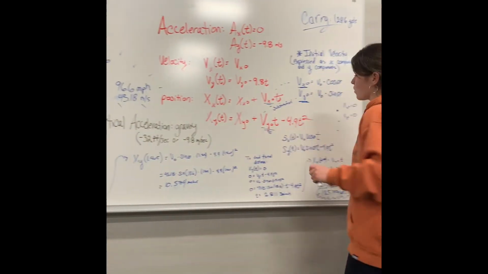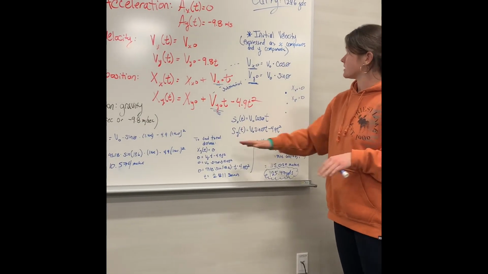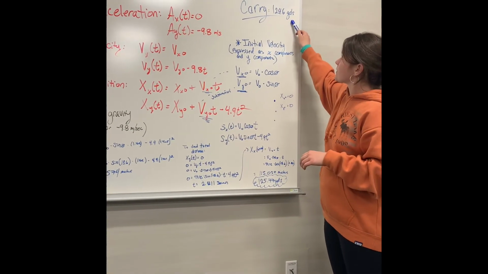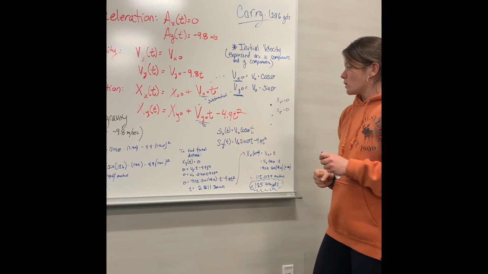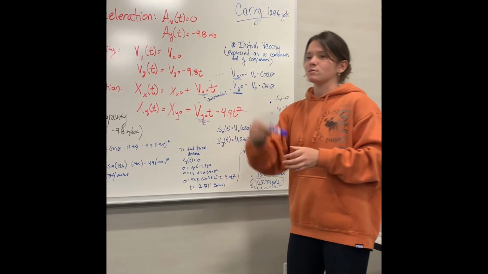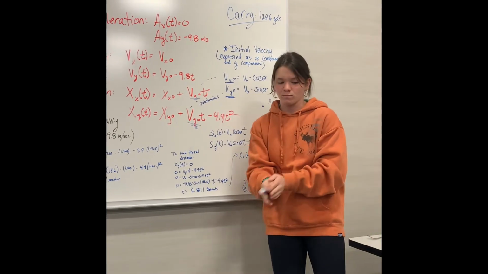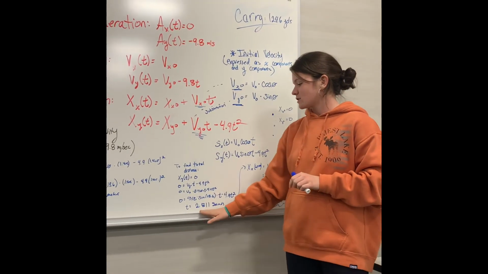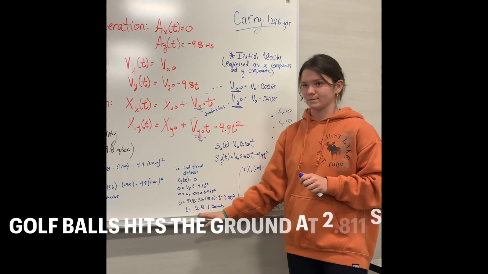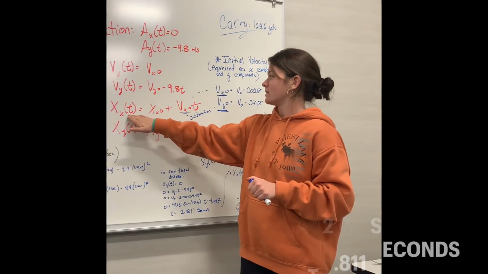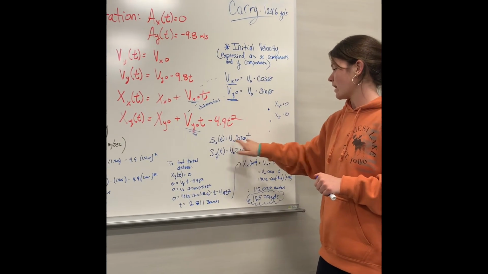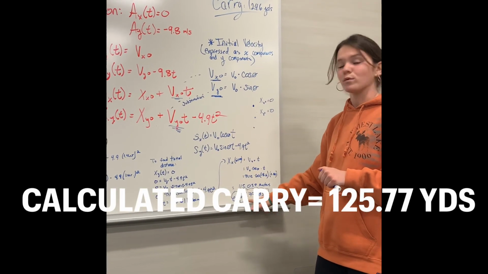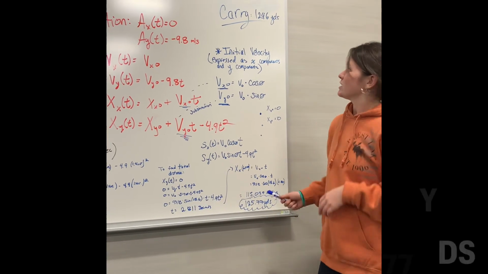Now, this is where we're really going to check ourselves to find the total distance, because on the simulator, we have a total carry of 124.6 yards. So we go to our position equation and we set that equal to 0, because that is when the ball is on the ground, when it has just hit the ground. And we get that it hits the ground at 2.811 seconds. From there, we can use this equation because we have those two values, and we get 125.77 yards. And that is pretty darn close to right here.